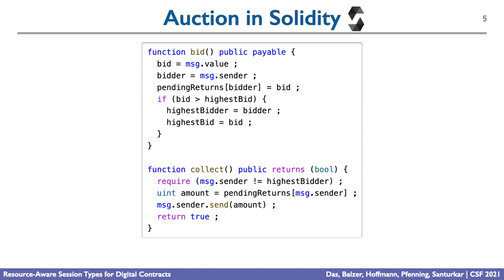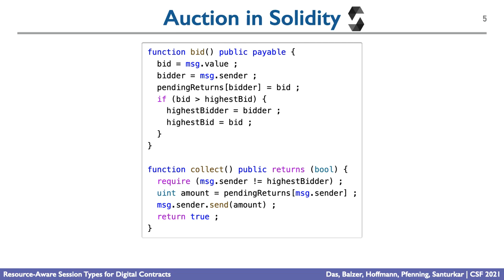in this language called Solidity, one of the most popular smart contract languages out there. And the auction will be handled in these two functions. The first will be the bid function, where you compute the value of the bid, the address of the bidder, you store it in a local dictionary called pending returns, and you check if the bid is greater than the highest bid, you update the highest bidder and the highest bid.